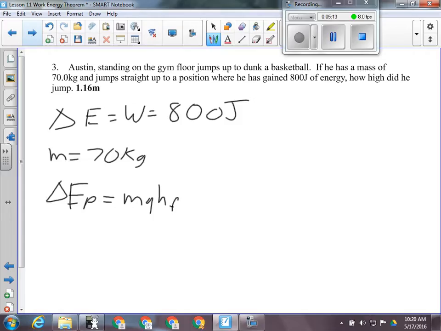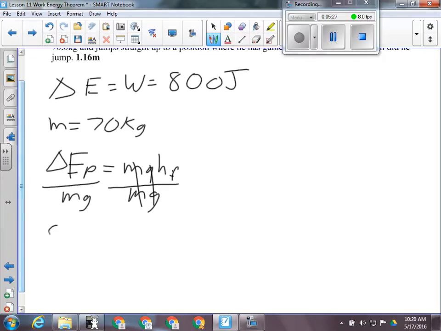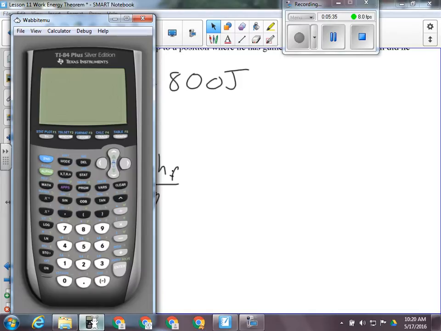We know the change in potential is 800. We know his mass, and we always know gravity. So if I want to calculate how high he jumped, his final height, I divide both sides by mg. Okay, comes over here, and then I plug in my numbers: 800 joules divided by 70 kilograms times 9.81. Now, when you punch that into your calculator, you do have to outsmart your calculator. That is, you have to enclose the bottom in brackets.